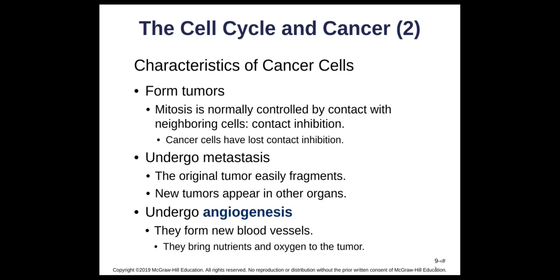They can also go through that metastasizing process, where the original tumor is easy to fracture and break apart, and those little parts will move around the body and can appear in other organs. And then something called angiogenesis means that they'll make blood vessels to bring nutrients and oxygen to the cells of that tumor.